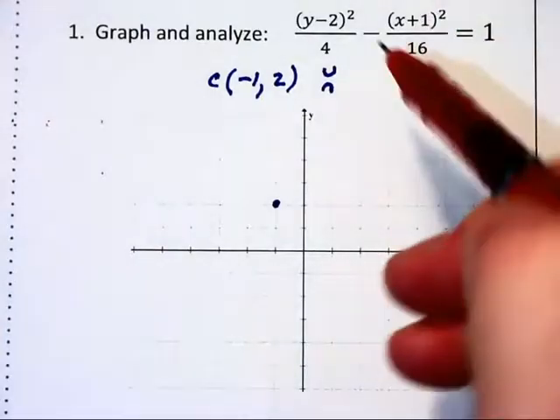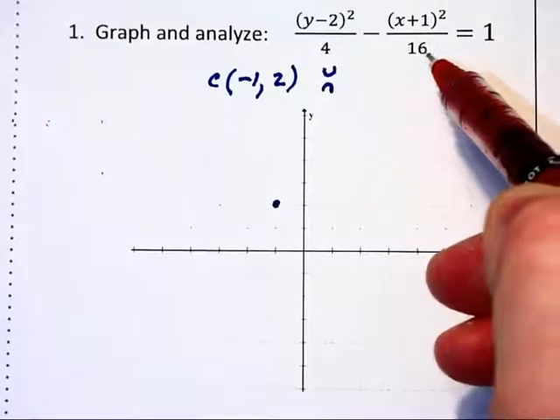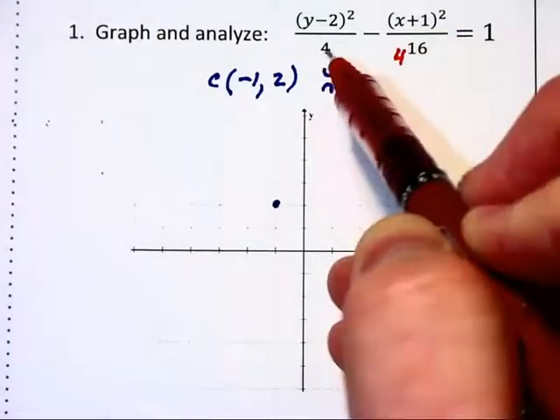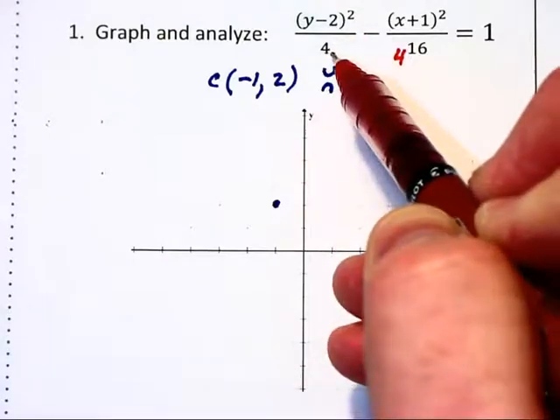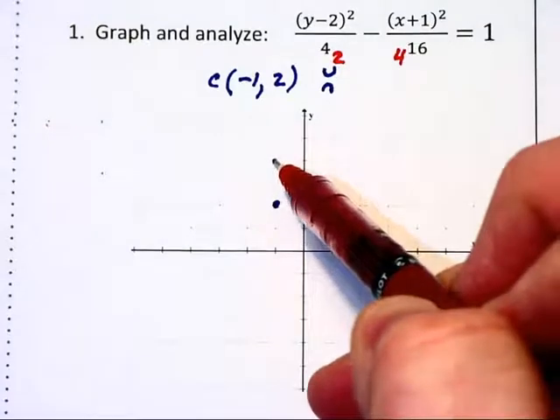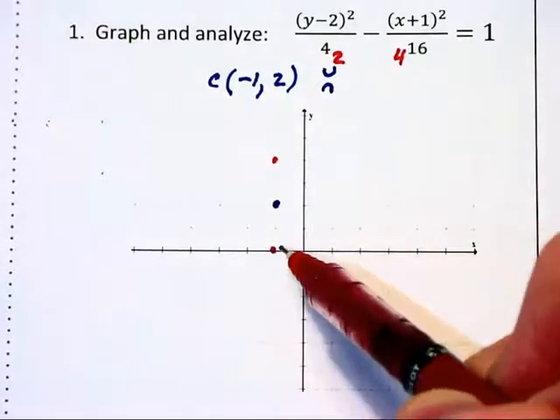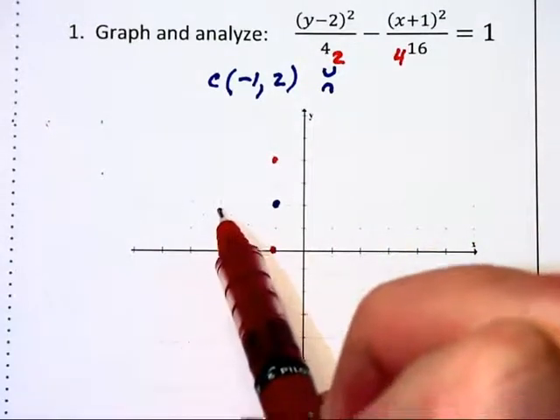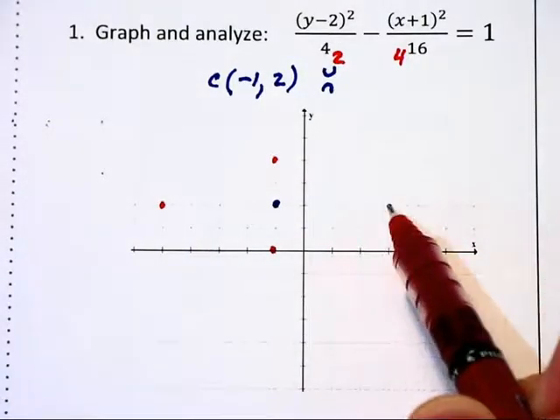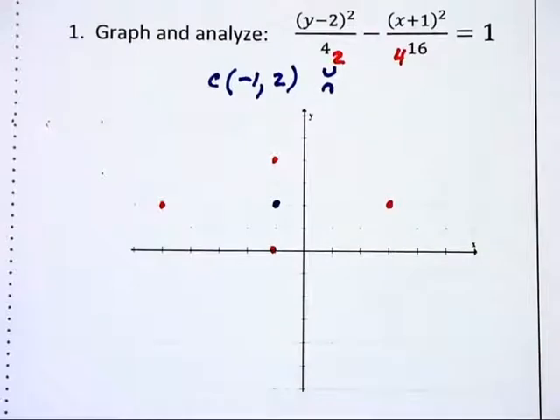Now I'm going to look at my two denominators. The 16 is beneath the x fraction, and that square roots to a 4. And the 4 is beneath the y fraction, and that square roots to a 2. So just like an ellipse, I'm going to go up and down 2 because 2 is in the y fraction, and left and right 4 because 4 is the denominator of the x fraction. And if this were an ellipse, we would now have 4 points through which we would draw this curve. But this is a hyperbola instead.